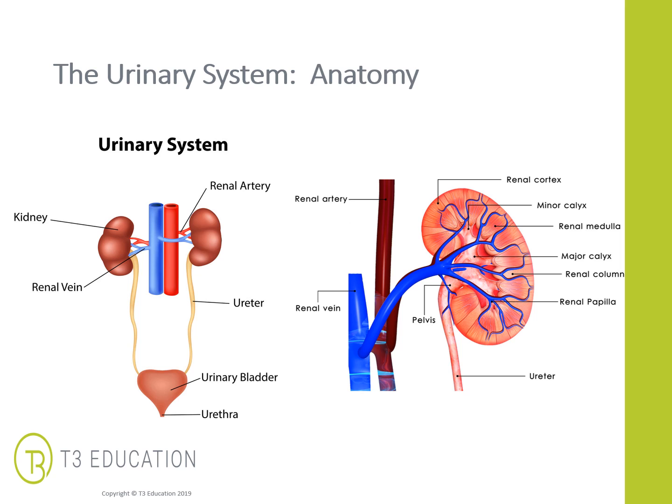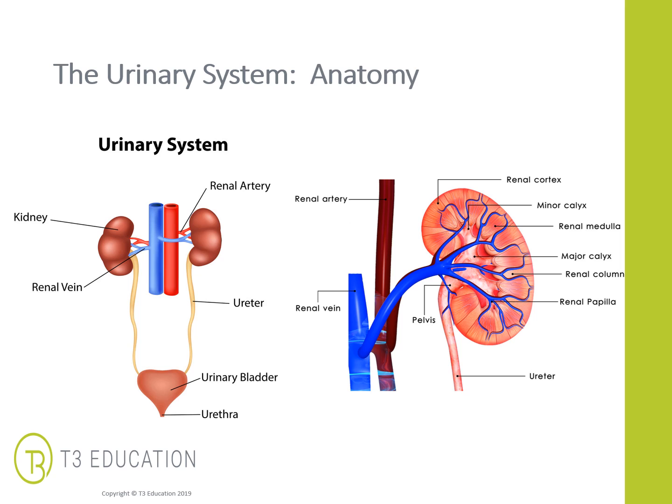The kidney has two distinct parts, the outer cortex and the inner medulla. If we look at the second diagram here, you'll see the kidney in a little bit more detail. The medulla has 6 to 18 conical structures, and these are called the renal pyramids. The apex, or the point of these pyramids, is called the renal papilla.